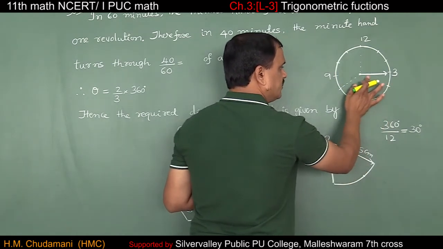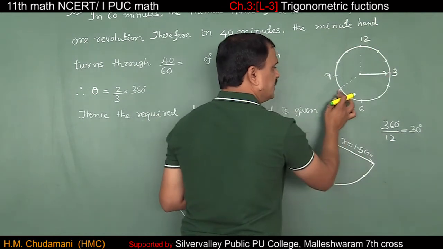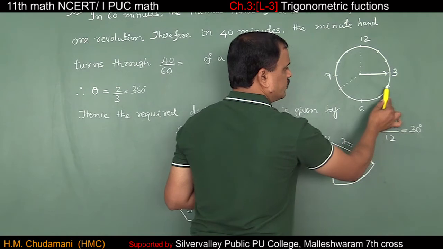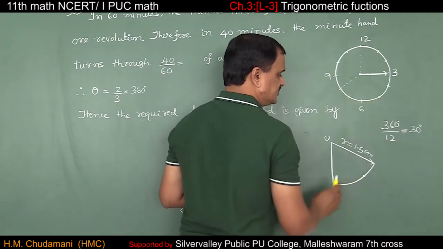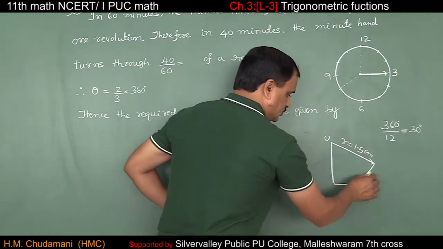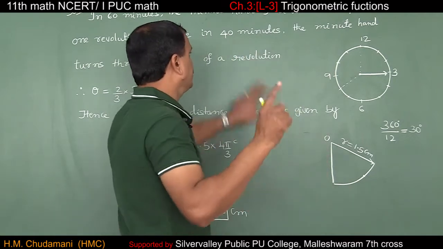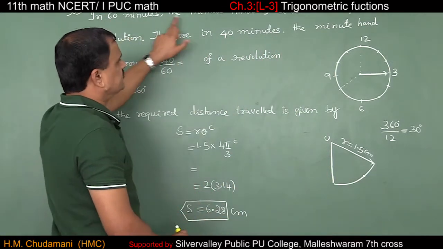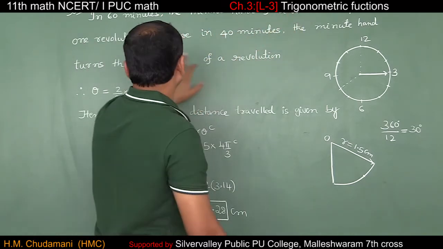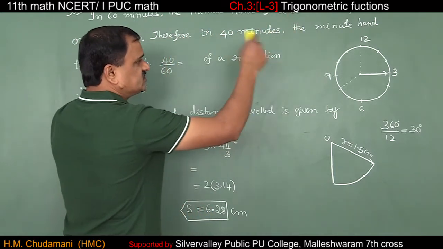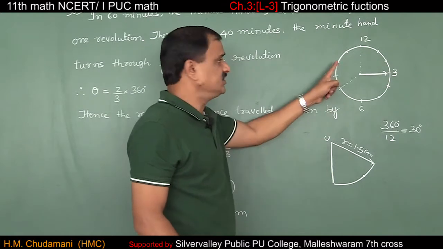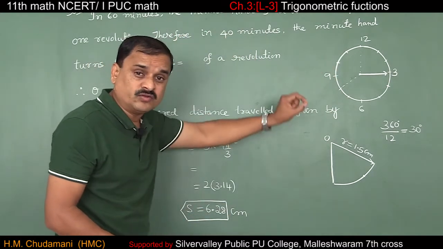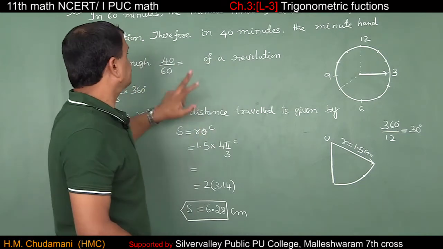Somewhere here. Okay. So from 12 to 8 it has to move. So how many divisions? 1, 2, 3, 4, 5, 6, 7, 8 divisions we have. Correct, you know? So 8 divisions is 40 minutes. In 60 minutes, the minute hand of a watch completes 1 revolution, which means 360 degree.